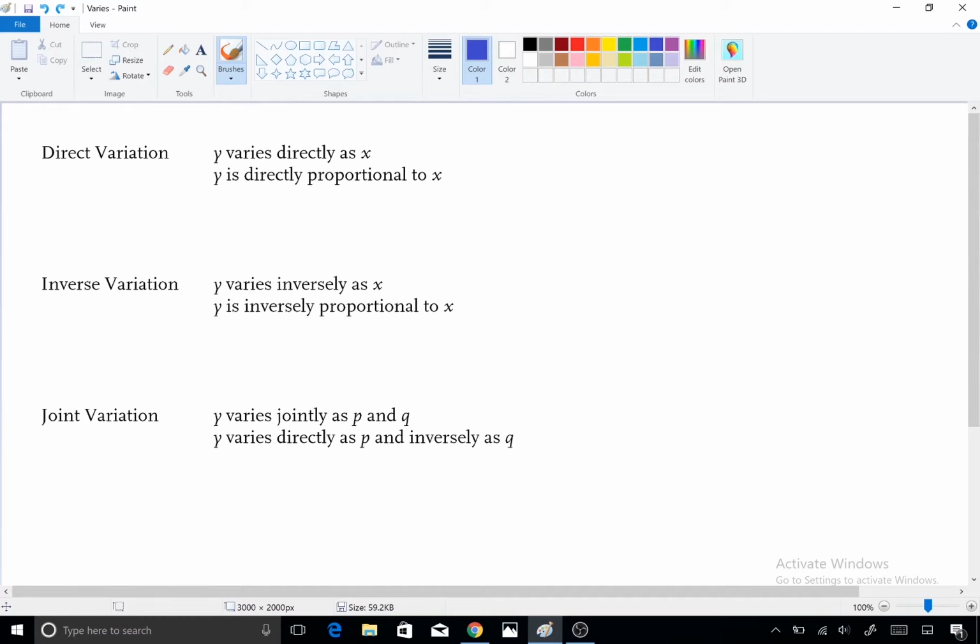Today, we'll learn about variation. There are three main kinds. Direct variation, where we say that y varies directly as x, or y is directly proportional to x. That means that a change of x changes y by some magnitude k. We have y equals k times x. Raising x by 1 means you multiply y times k.